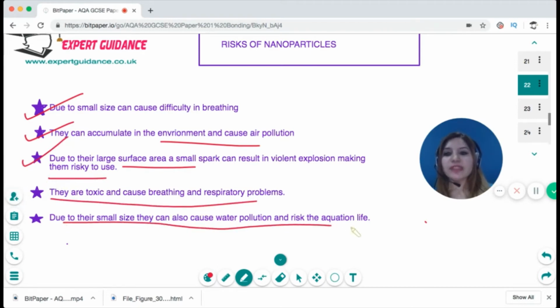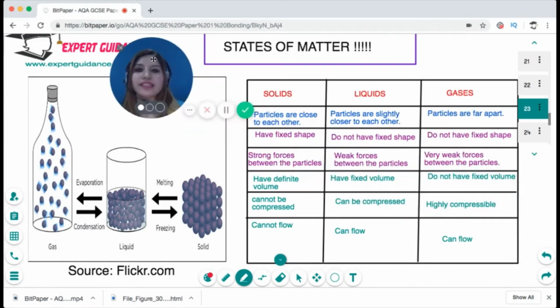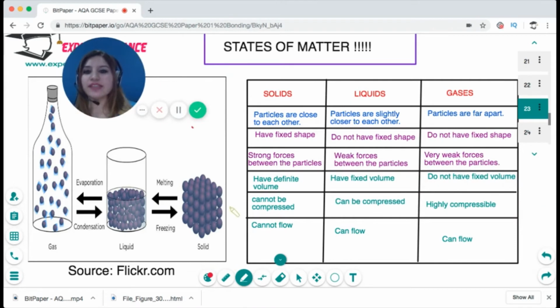Due to their small size, they can also cause water pollution and risk the aquatic life. Okay, so I hope all these types of bonding with their properties are clear to you. Now, there are three states of matter, which is there in your syllabus. I think you must have remembered from your key stages.